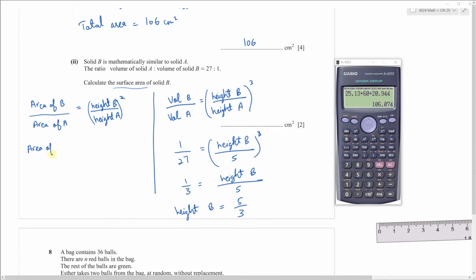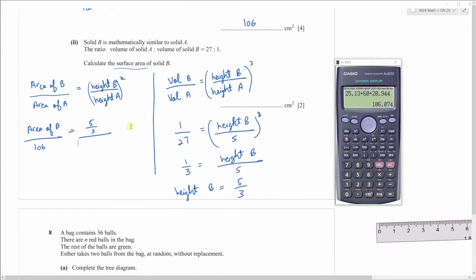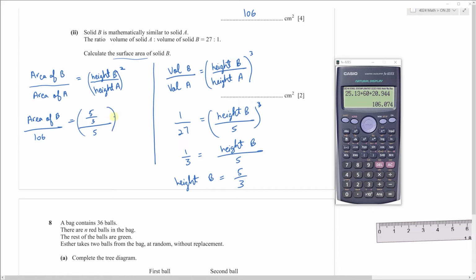So area of B is unknown, area of A is 106, height of B is 5 over 3, divided by height of A, which is 5, that is given to us here. And then we take the whole square. So area of B divided by 106. So this will become 5 over 3 divided by 5, which becomes 5 over 3 multiplied by 1 over 5. I'll take the reciprocal, so this becomes 5 over 15. So this will be 5 over 15, whole square.